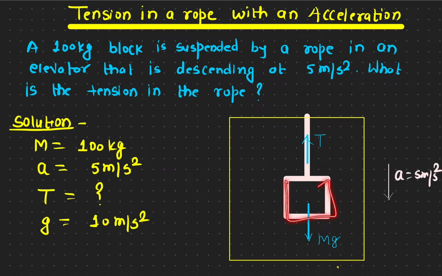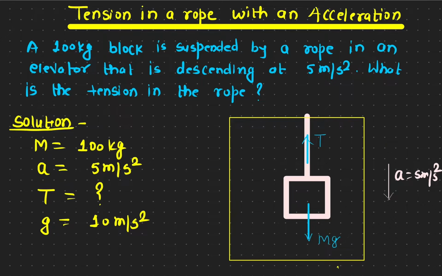So we have this mass here suspended by a rope, and this system is in an elevator, and the elevator is going down with an acceleration of 5 meters per second square. So we need to find out what is the tension. It's just the weight, in fact. But how do you find out the tension here? So all we have to use is Newton's second law of motion.